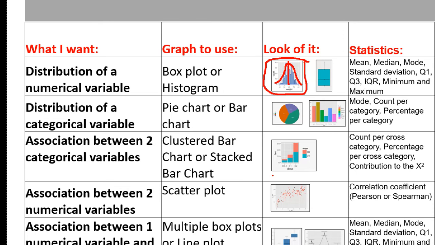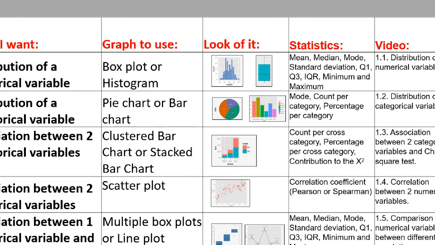Same thing, we can get the Q1, looking at the box plot, the Q1 per group, okay? That would be the bottom of each box. We will see that in a video, distribution of a numerical variable, 1.1, how to read a box plot. This is very, very important. Q3 is the top of each box.